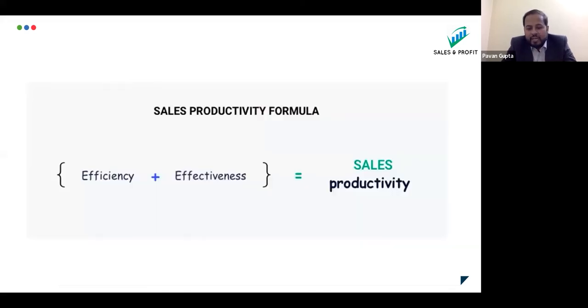So what exactly is sales productivity going to look like? It is a sum of efficiency and effectiveness. If I have to put it very, very simply, if I can prioritize the most important task and do it in the shortest time, I'm going to be the most productive person.